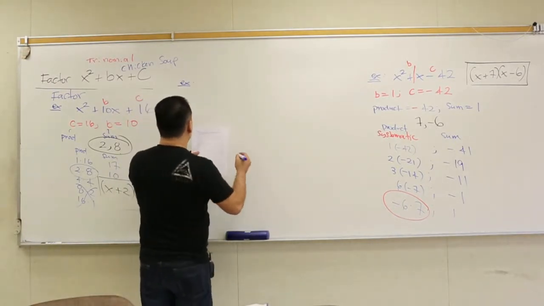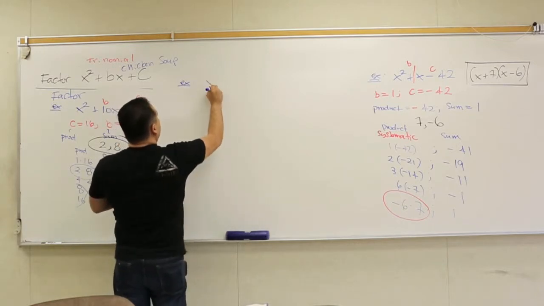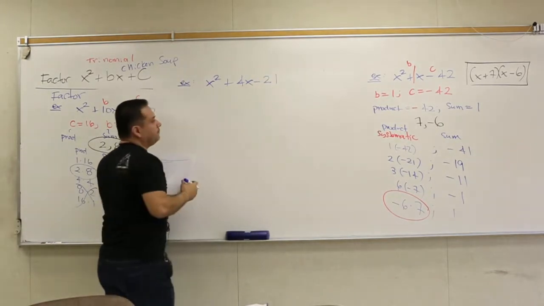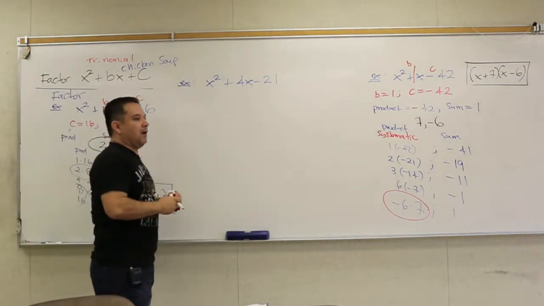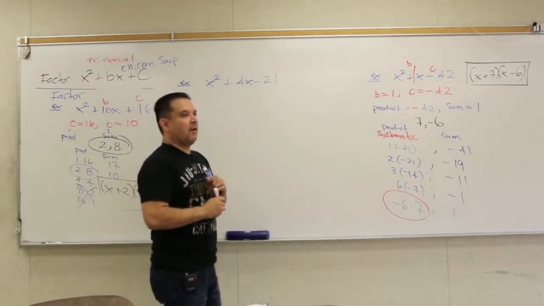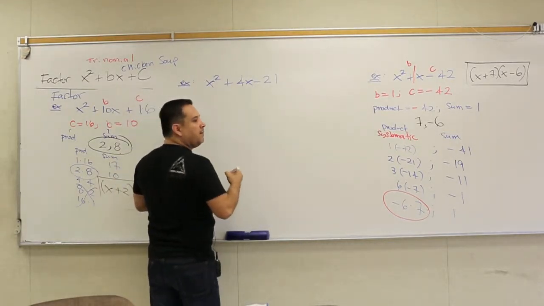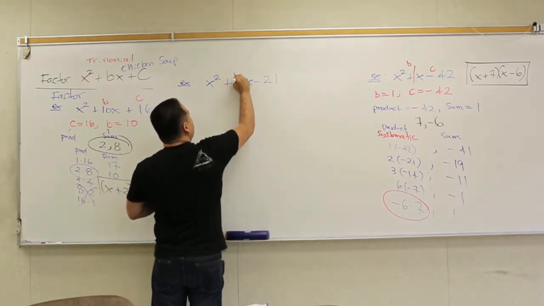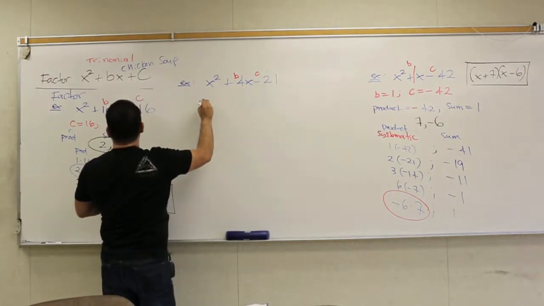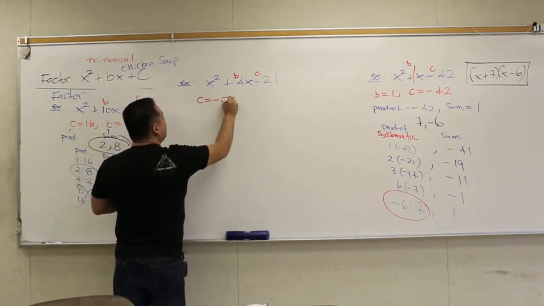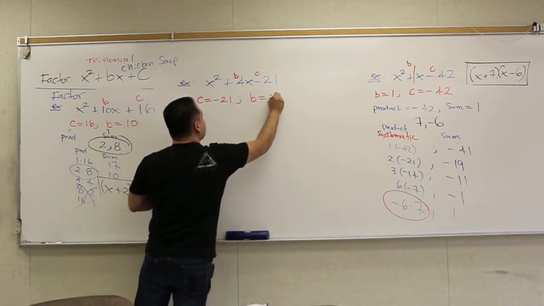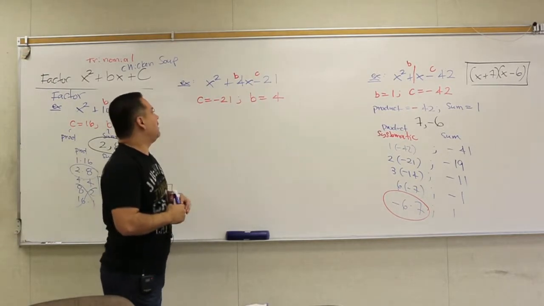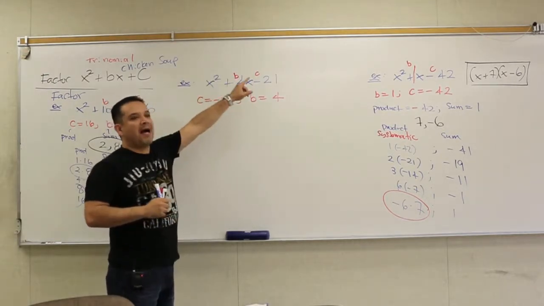Let's see if you're awake. X squared plus 4x minus 21. What are your values for B and C? B, C, good. So I'll write this as my C value is negative 21 and my B value is positive 4. What pair of numbers multiplied together is negative 21, but when added is positive 4?